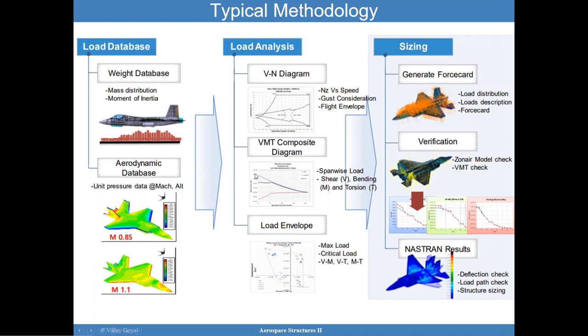We also have span-wise shear loading, bending moments, and torsion. And then we also have the load envelope, which could include maximum loads, critical loads, and so forth. These envelopes will include plots where you're plotting the shear versus moment, shear versus torsion, moment versus torsion. All this information is fed into the sizing process. And the sizing process is going to include a very comprehensive structural analysis of the aircraft, which could use finite element software such as Nastran, as an example. This type of software will be used to analyze the structural conditions and ensure that you have adequate fatigue, strength, and buckling margins. And in fact, you also want to make sure you can meet damage tolerance requirements for that particular aircraft.